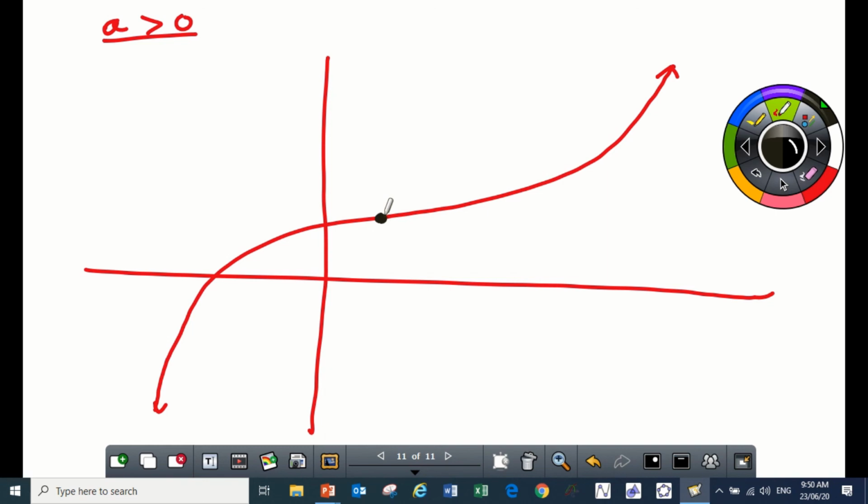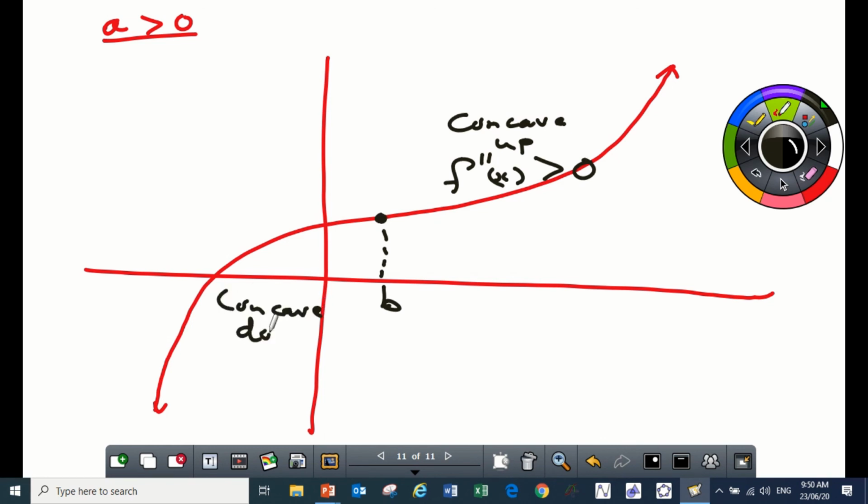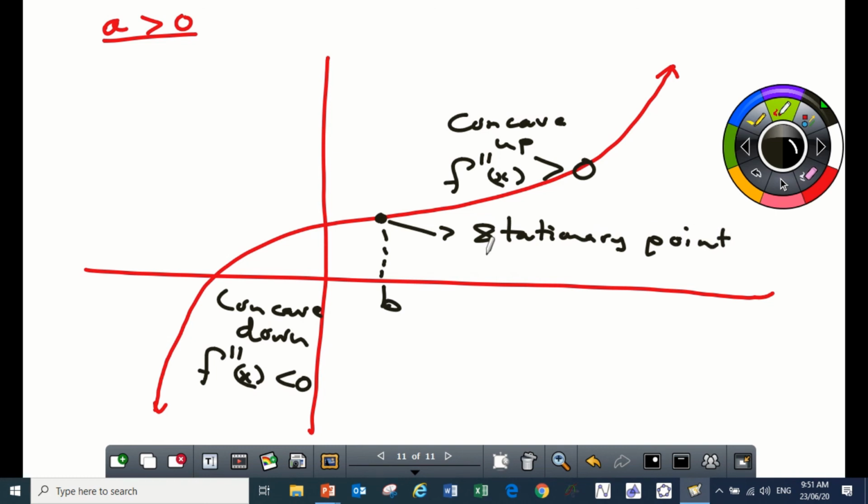Alright. So here, to the right of this point, I'm going to call it B, the graph is concave up, which means f double prime of x will be what? Greater than 0. And then here, the graph is concave down. So the second derivative will be less than 0. Now, this point here, it's a stationary point which is also a point of inflection.